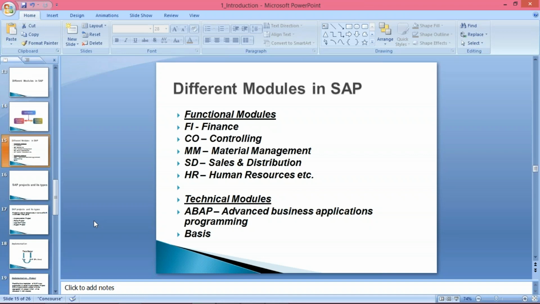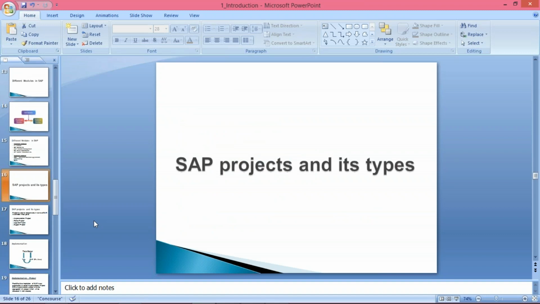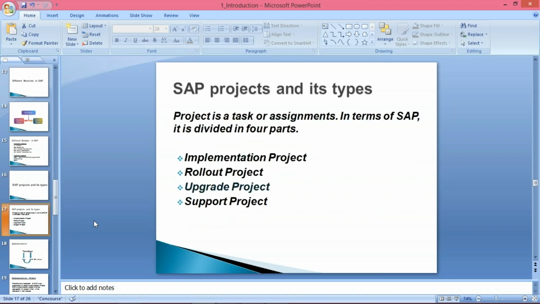Now the question is, how many types of projects are there in SAP? This is the question: SAP projects and their types. Look here at how many types of projects there are. We have a total of 4 types of projects. Sometimes people say 5 types of projects also, they will say some enhancement, but majorly it's 4 types itself. It is already visible on your screen. You have to say 4 types only.